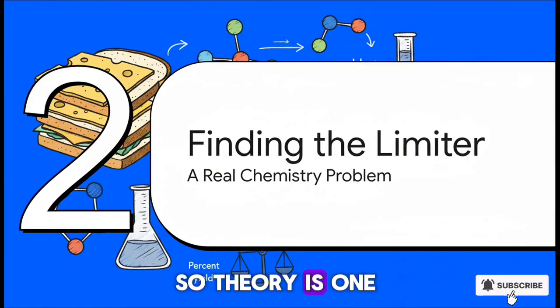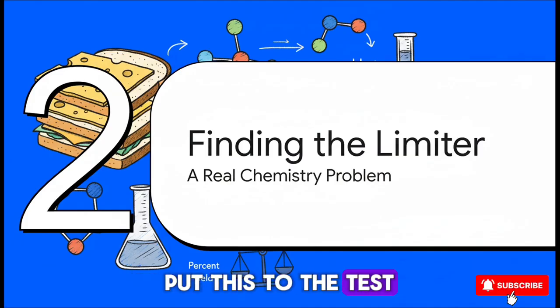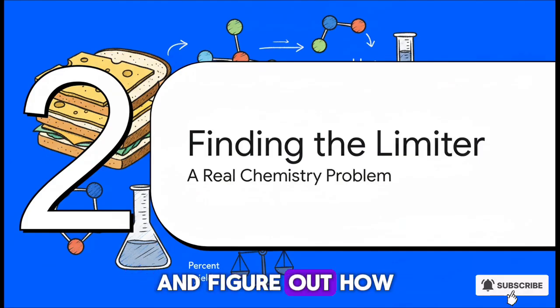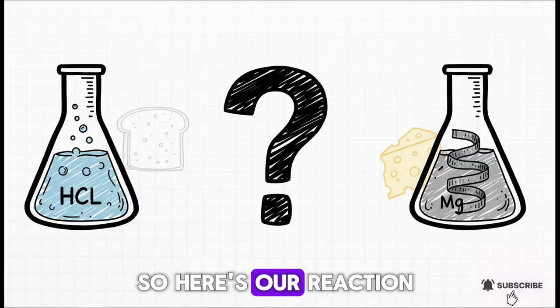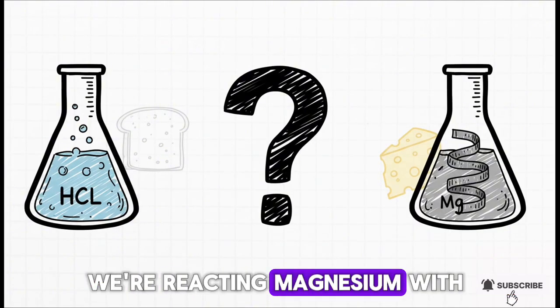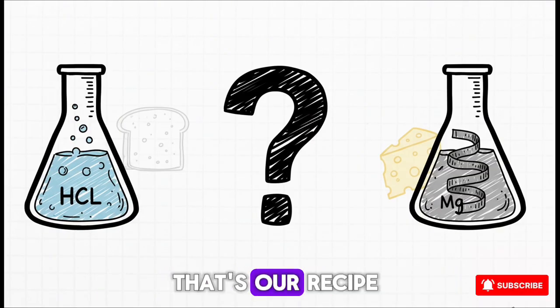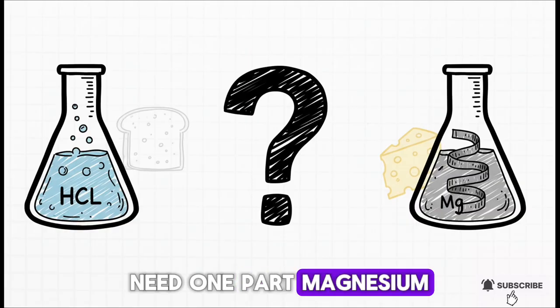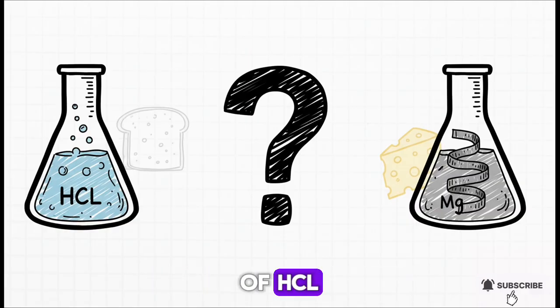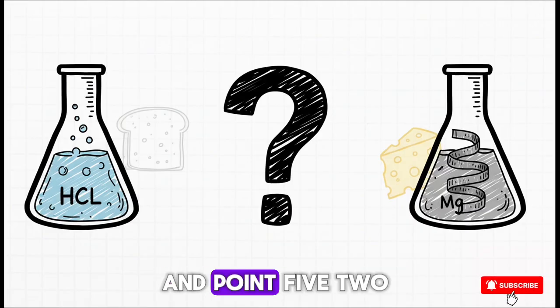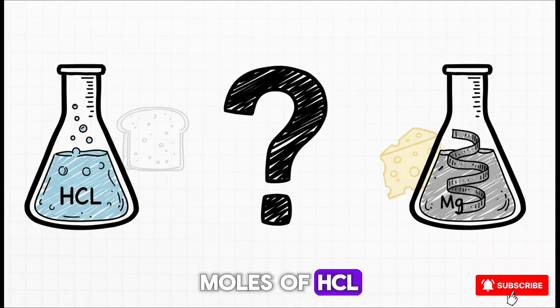Okay, so theory is one thing, but let's actually put this to the test. It's time to solve a real chemistry problem and figure out how to mathematically find that limiting reactant. So here's our reaction for today. We're reacting magnesium with hydrochloric acid. Now that balanced equation up there, that's our recipe. It tells us we need 1 part magnesium for every 2 parts of HCl. Now let's say we have 0.30 moles of magnesium and 0.52 moles of HCl. Which one is our cheese and which one is our bread?